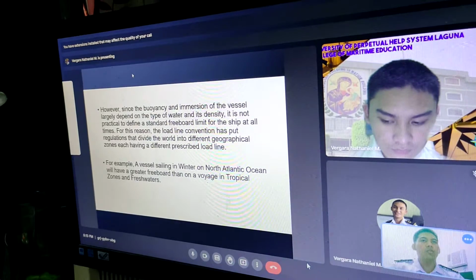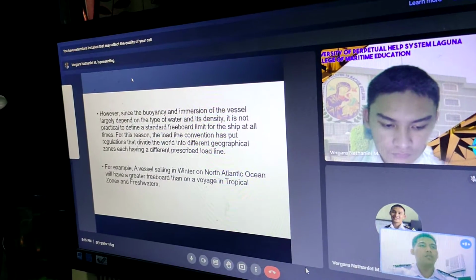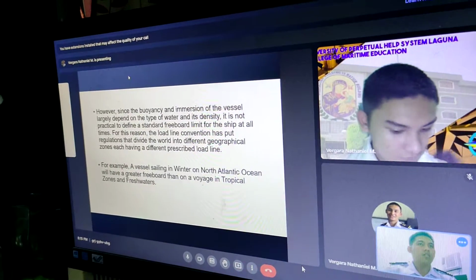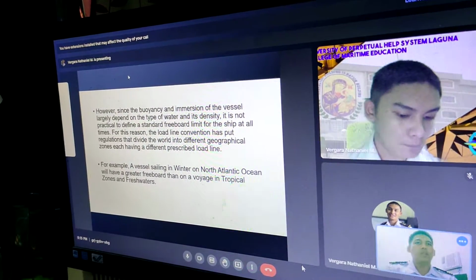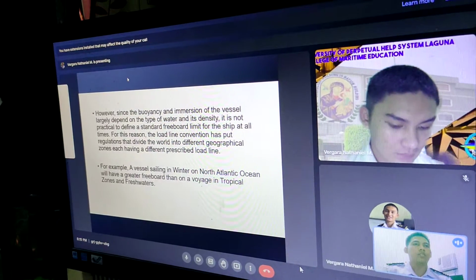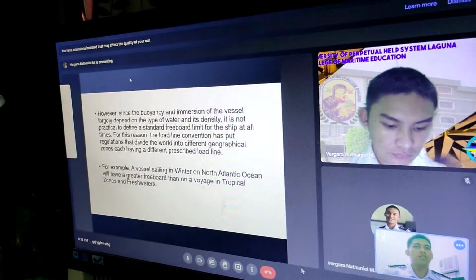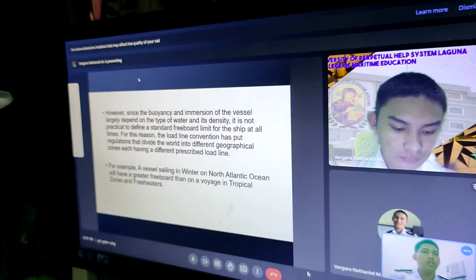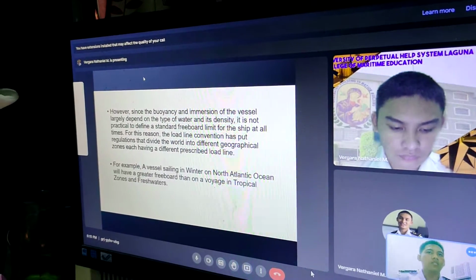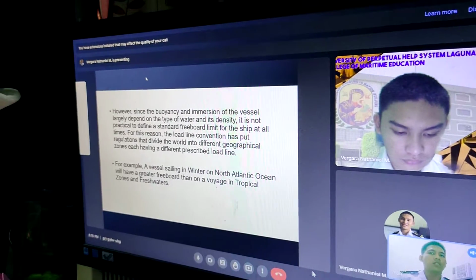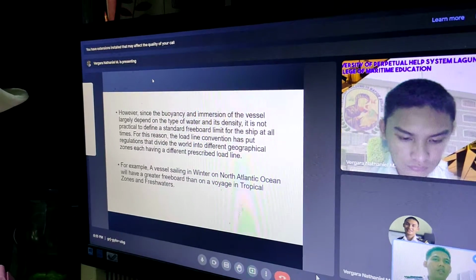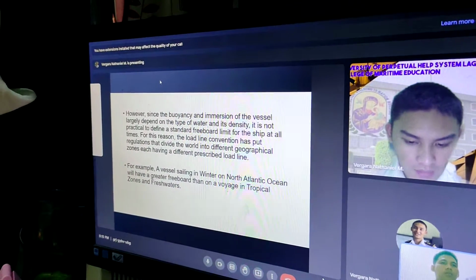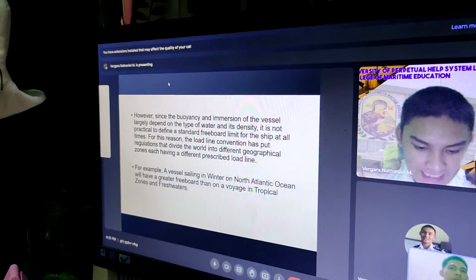However, since the buoyancy and immersion of the vessel largely depend on the type of water and its density, it is not practical to define a standard freeboard limit for the ship at all times. For this reason, the Load Line Convention has put regulations that divide the world into different geographical zones, each having a different prescribed load line. For example, a vessel sailing in winter in the North Atlantic Ocean will have a greater freeboard than on a voyage in the tropical zone and fresh water.